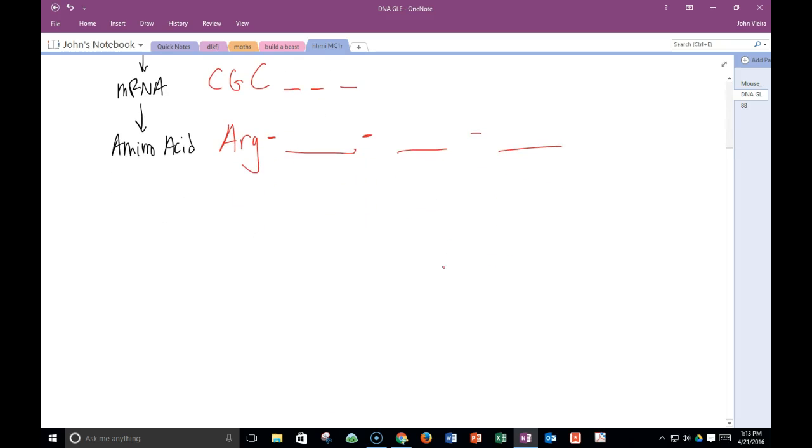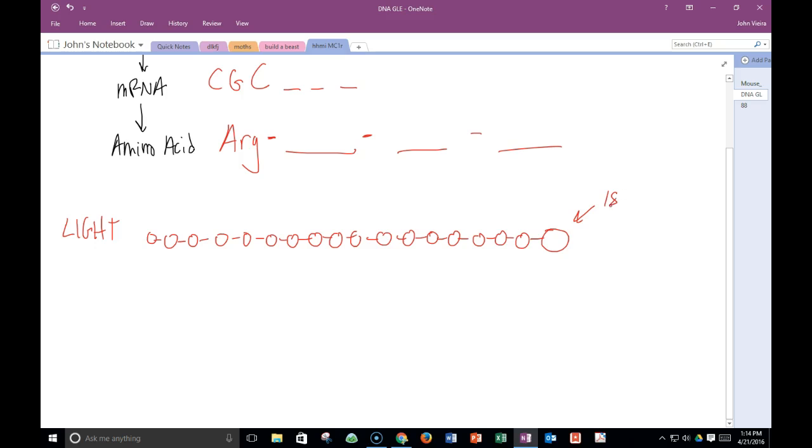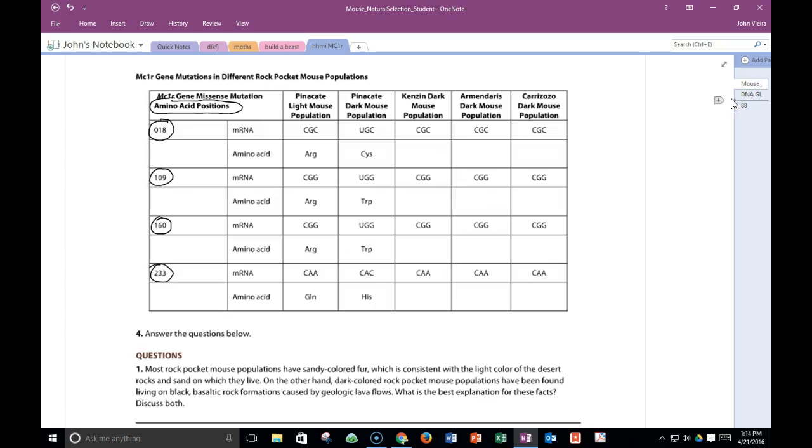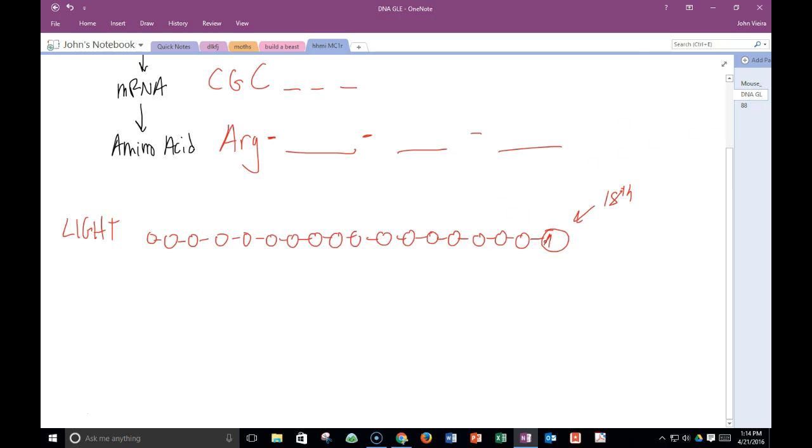So we have to understand, we're going to be looking at a chain of amino acids, 1, 2, 3, 4, of the light mice, 5, 6, 7, 8, 9, 10, 11, 12, 13, 14, 15, 16, 17, 18. I want to look at the 18th amino acid in that chain, which is coded by the codon which codes for arginine. So that's arginine.